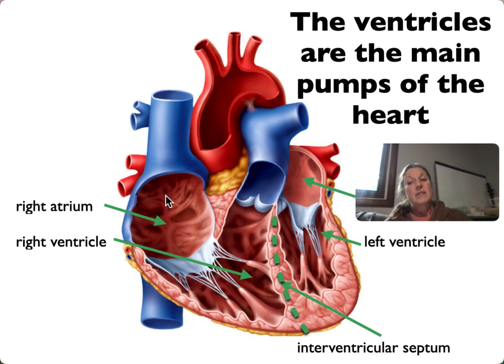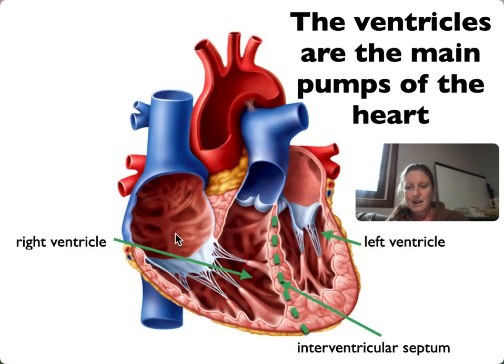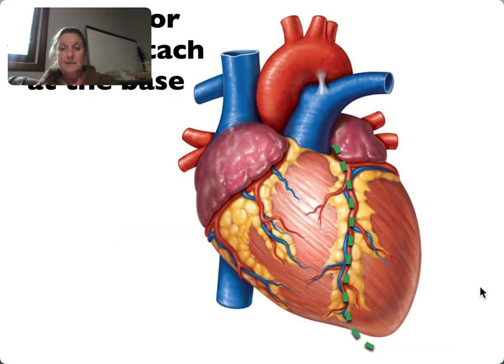Okay, in this diagram we can also see the right atrium and the left atrium. I hit the wrong button, sorry. So the atria, when they collect blood, they send the blood to the ventricles. So blood's going to move from atrium to ventricle, and on this side it's going to move from atrium to ventricle. Now we're going to take a look at the blood vessels.